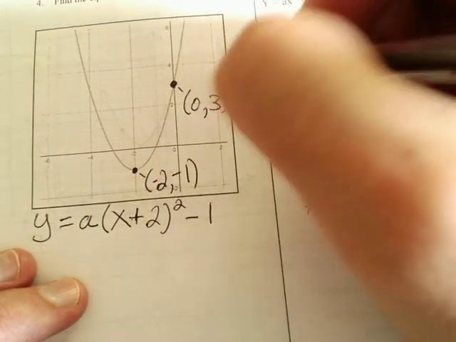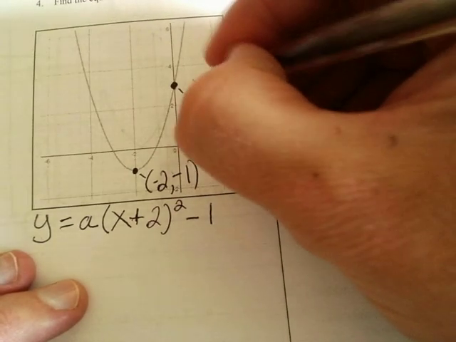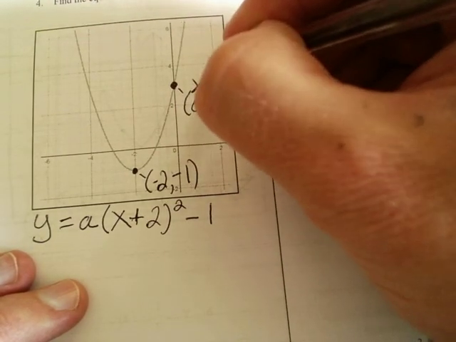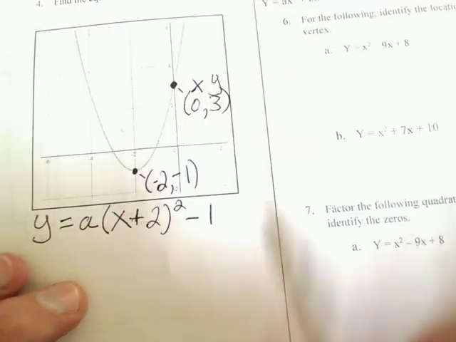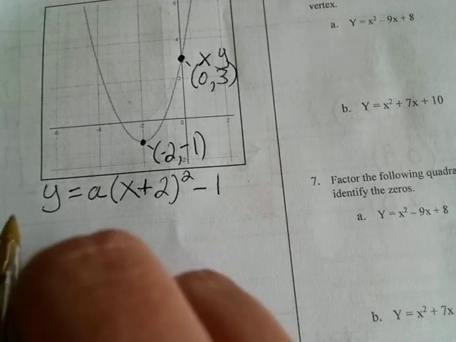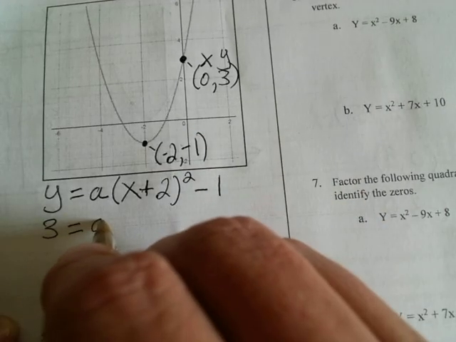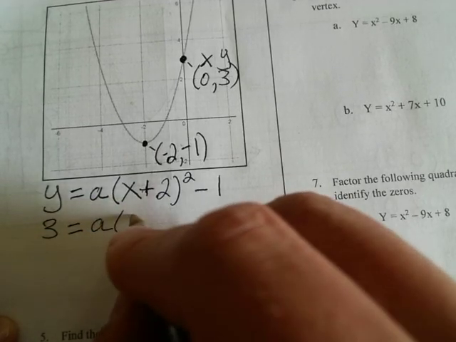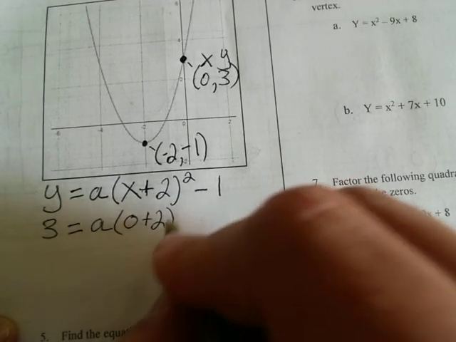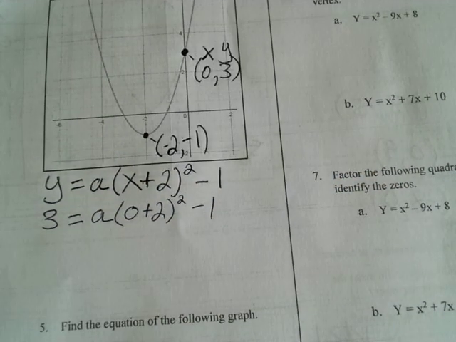0, 3. 0, is that an x or a y value here? It's an x value. 3, x or a y value? y. We have an x and a y value. I've got an x and a y down here. What am I going to do with 0, 3? Plug it in. So y is 3, a is still unknown, x is 0, plus 2 squared minus 1. All right, I would like you to solve for a. Take a moment and solve for a.